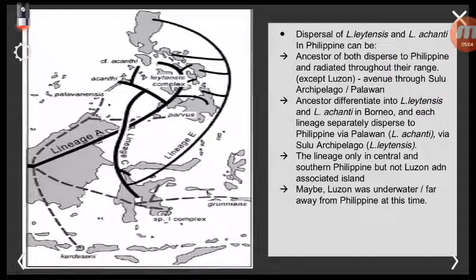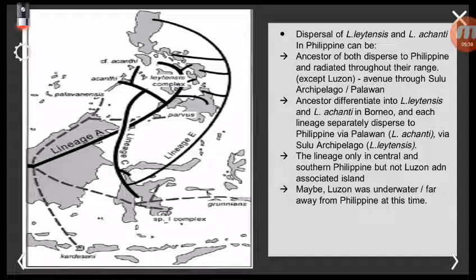There are two scenarios that can explain the dispersal of these two species. First, the ancestor of both dispersed to the Philippines and radiated through the range. It means that the ancestor came from Borneo, but when it dispersed to the Philippines, it then radiated to other parts of the Philippines except for Luzon. The avenue was through the Sulu archipelago or Palawan.